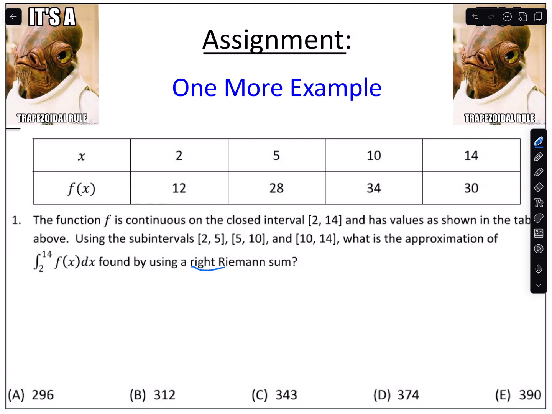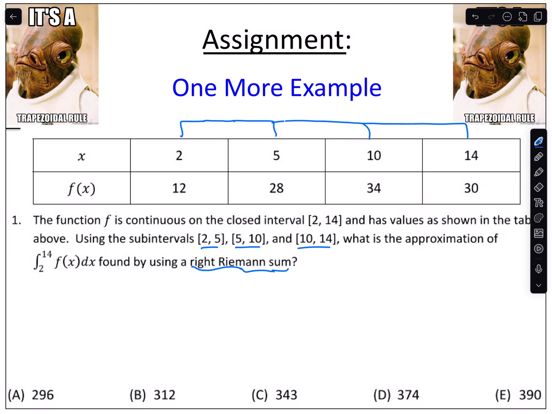So first thing, a right Riemann, again I told you Riemann sums are credited to Bernhard Riemann, German mathematician who came up with the idea of approximating areas using rectangles. What are all the subintervals? This is actually telling you where the rectangles are going to be. So looking at this, we can say from 2 to 5, that's going to be my first rectangle. From 5 to 10 is the second rectangle, and from 10 to 14 will be the third rectangle. So you can imagine you're doing this with 3 rectangles.